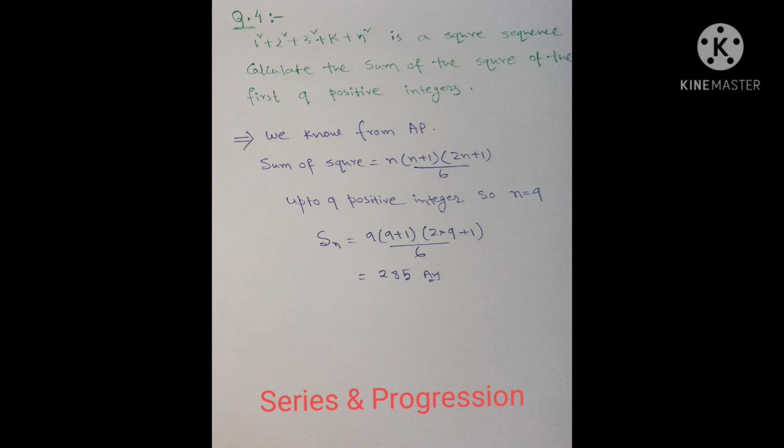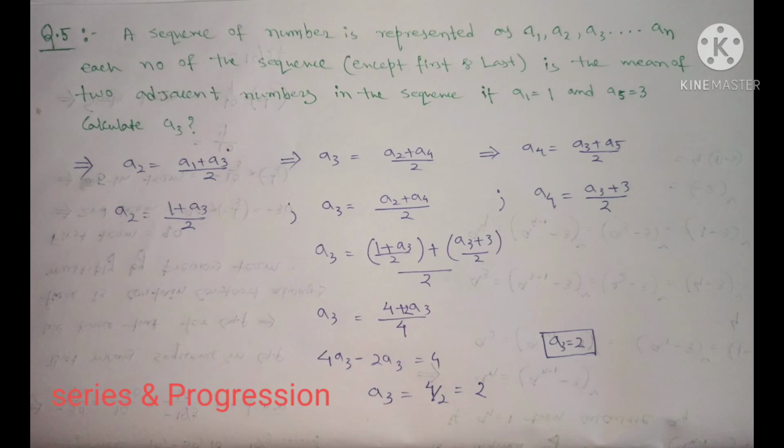But you have to remember the formula for the sum of squares, that is n into (n plus 1) into (2n plus 1) by 6. Now come to question number 5.